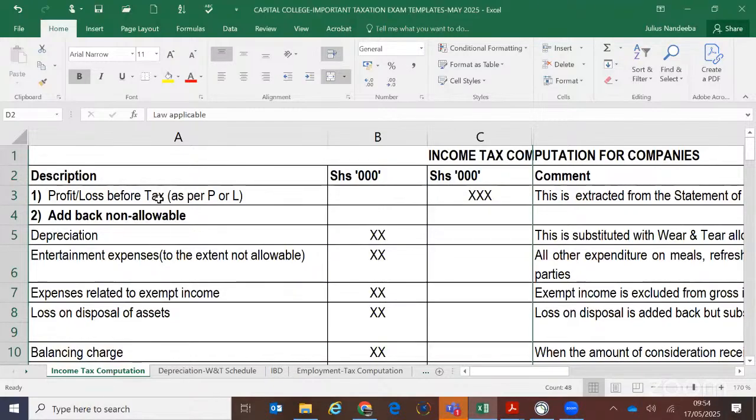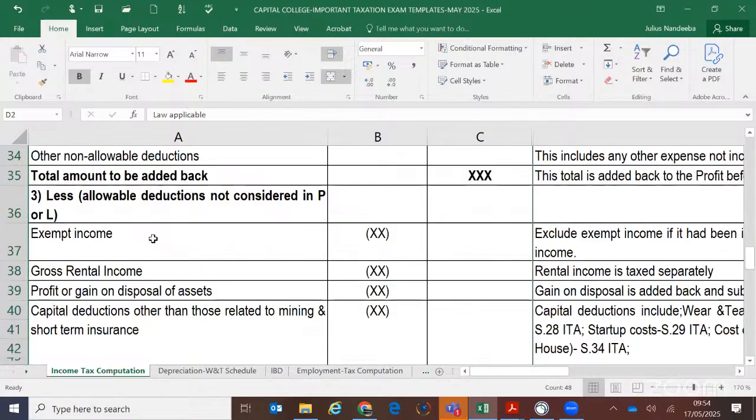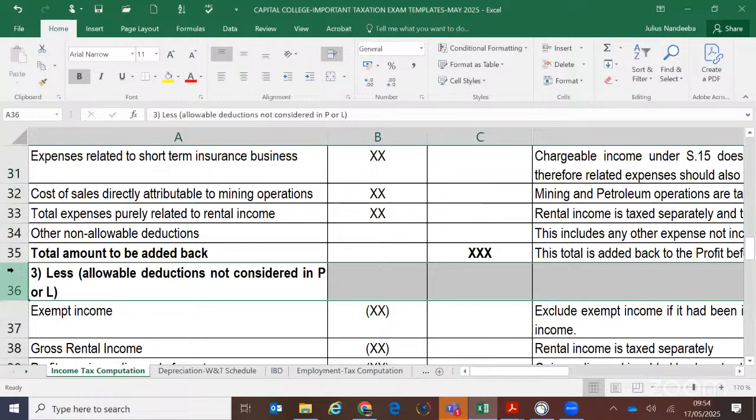That is one. So you list all the add backs. We are going to see examples of them that you're going to meet. And then afterwards, you also look at less allowables. Now this is where confusion is.